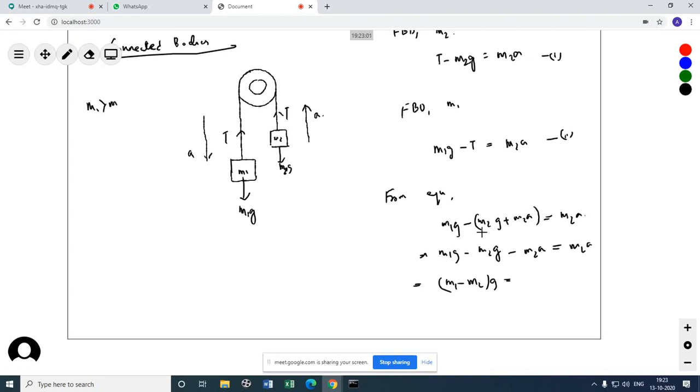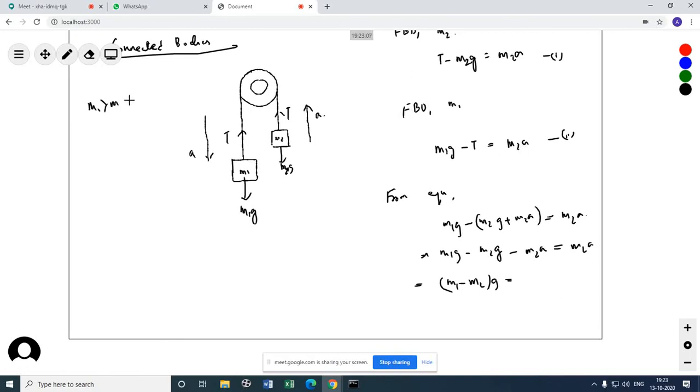In the second equation, M1G minus T. This is M1. Why have I written M2 here? This is M1. So I get here M1 plus M2 times A. So what is our acceleration? Our acceleration would be (M1 minus M2) divided by (M1 plus M2), into G. This is the common acceleration of the objects.